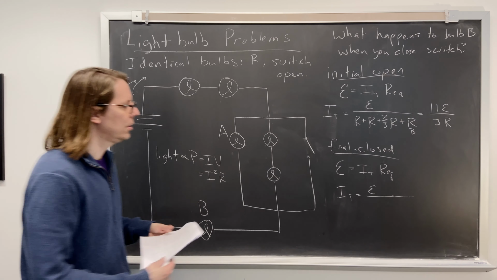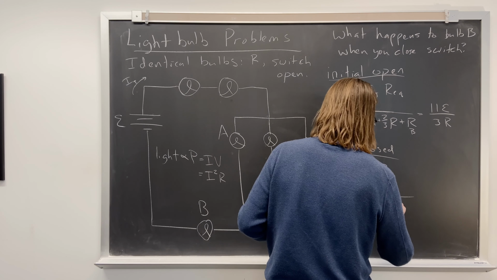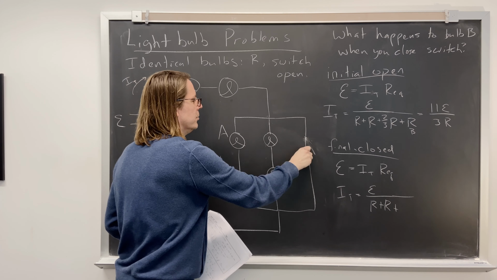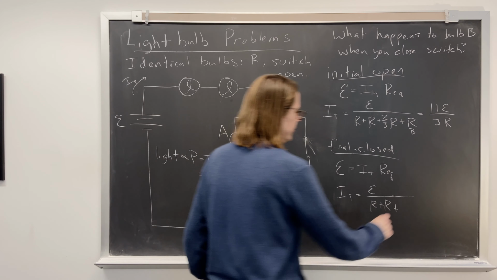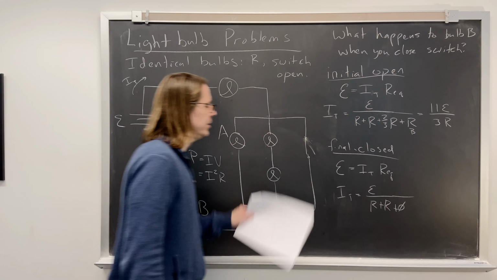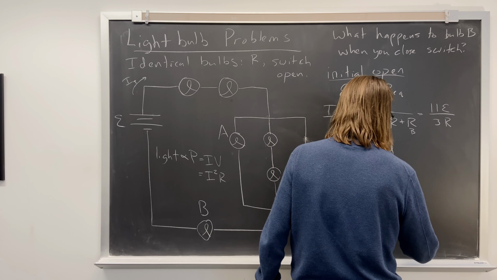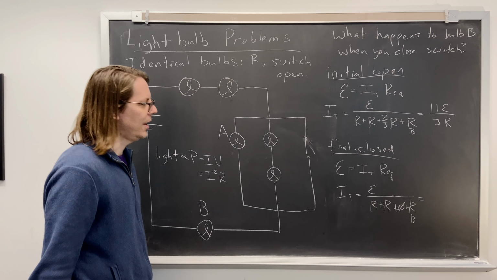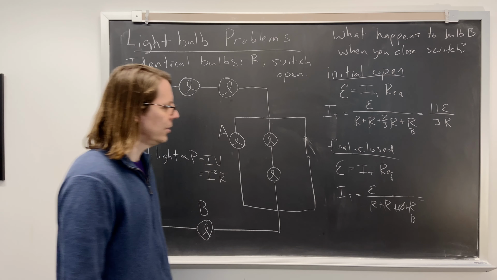Okay, R plus R plus, what is the branch? The branch, when it was closed, was 0, because we shorted all these bulbs out, plus 0, plus the last thing in series, R, which is due to B. Is it B? What is that? That looks to me like 3R on the bottom, EMF over 3R.